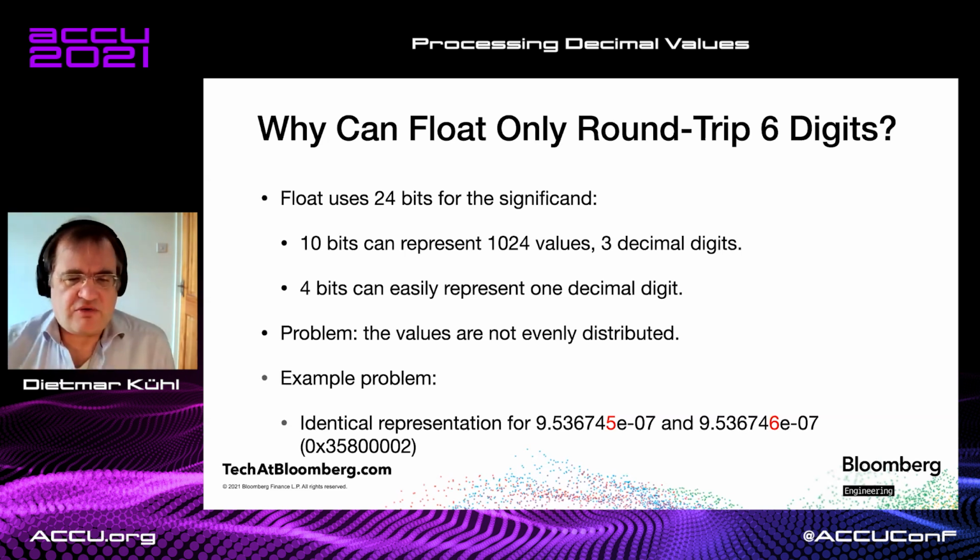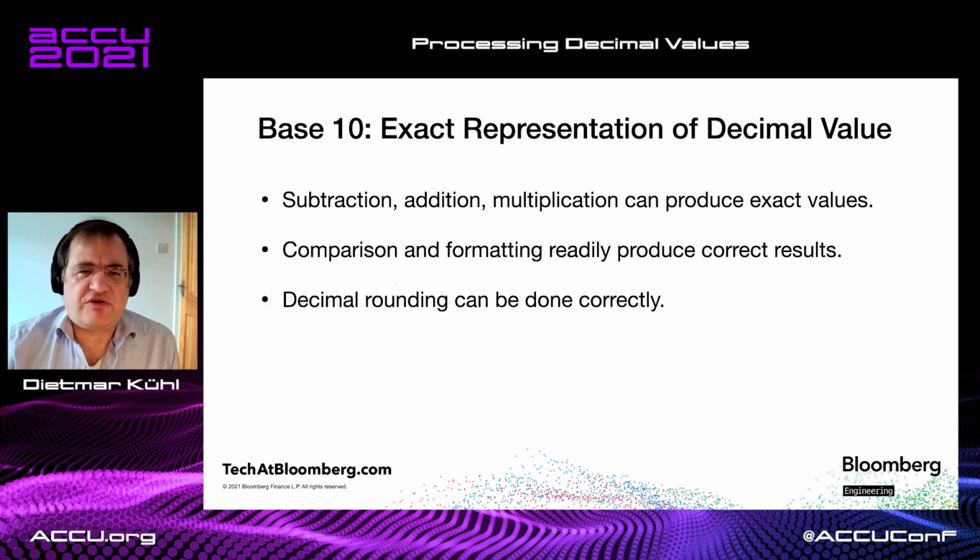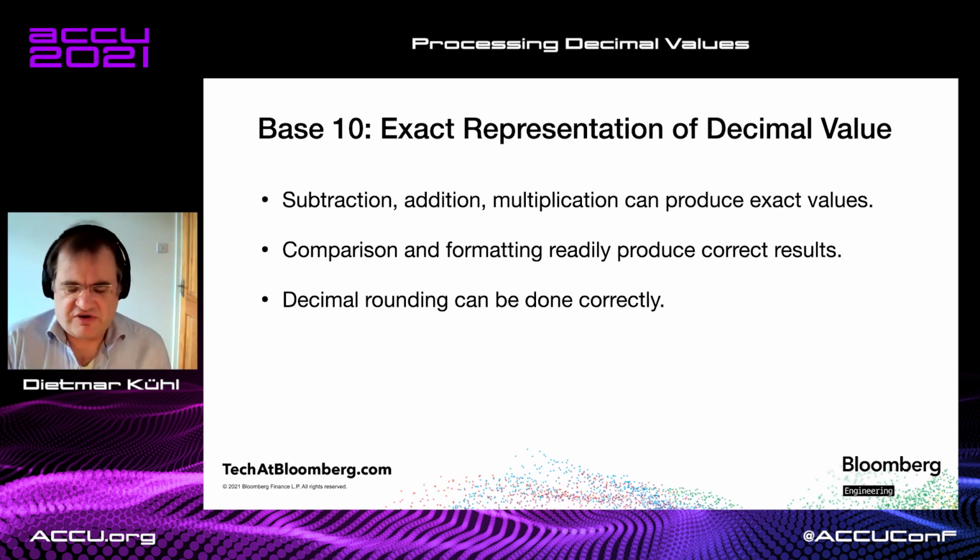So, all right. Now that we have that out of the way, how can we actually do it differently? The obvious answer is different approaches. I already hinted at that: instead of representing decimal values as binary, we just represent them as decimal. So things like subtraction, addition, and multiplication can absolutely produce exact results as long as they don't overflow digits. Comparison and formatting don't really need complicated algorithms either.